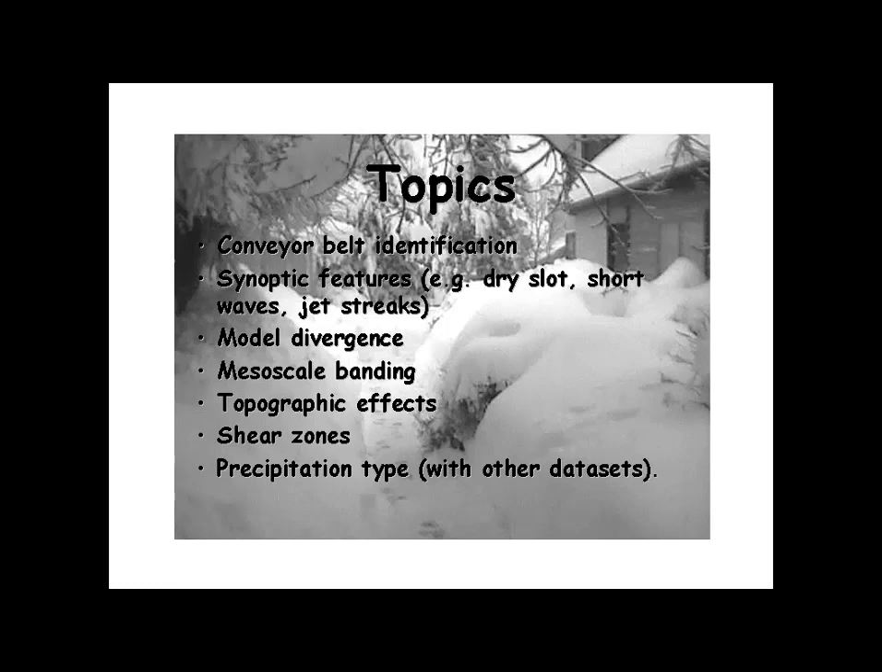Our topics are conveyor belt identification, and keep in mind this is a review from the cyclogenesis session that we offer, and that's the reason we say this is a prerequisite for this particular teletraining session, because we do cover that quite a bit. Also, we'll be reviewing synoptic features such as dry slot, short waves, jet streaks, things you're familiar with. Model divergence, and by that I mean when two models have different solutions, how can the satellite imagery be used in the short term to help us figure out which model is probably going to do better. Mesoscale banding, topographic effects, shear zones, as well as precipitation type, of course, with other data sets.